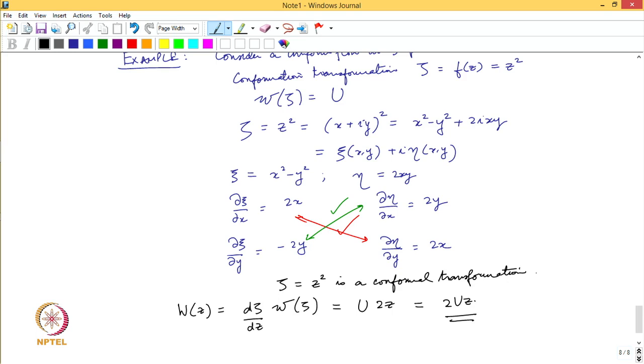Okay. So, I will stop this lecture here. In the next lecture, we will finish up some remaining attributes of conformal transformation, and that would basically also complete our discussion for this course.